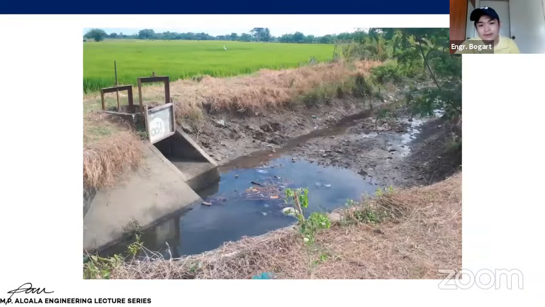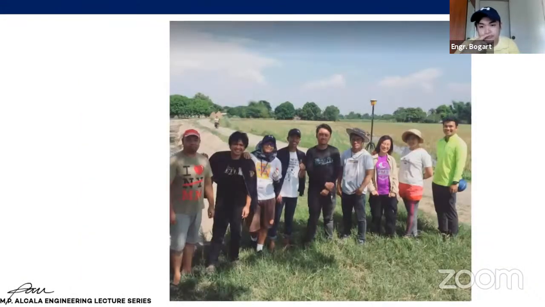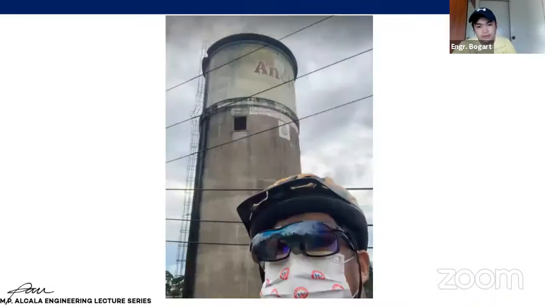Right? Okay, so here's my team. This one is located in, I believe, Nueva Ecija. Okay. So here's another picture of me biking. Now, I want you to look at the tank, Bocaue Water District tank, no? So made up of concrete.